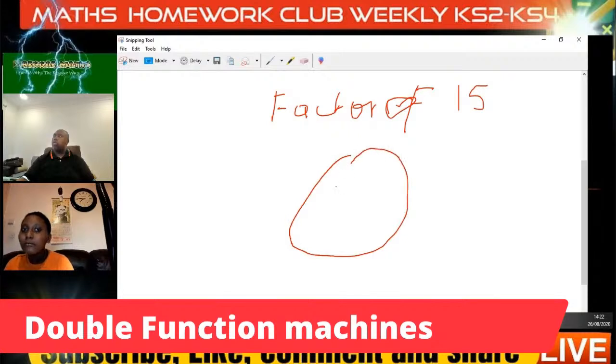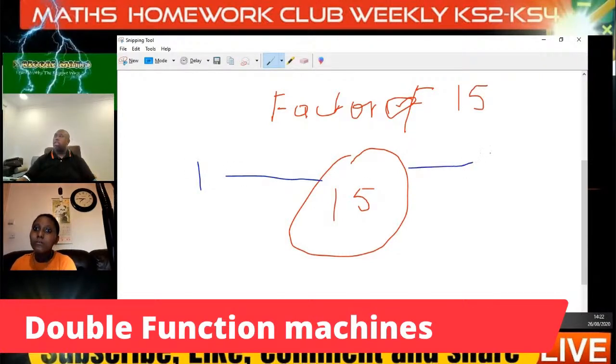So what am I looking for here? What do I need to write first? I'll tell you one straight away. Factors of 15, go ahead. 1. 1 goes with what? 1 times what equals 15? Come on. Yes, 1 is always there, but what does 1 go with? 1 goes with what number times 1?